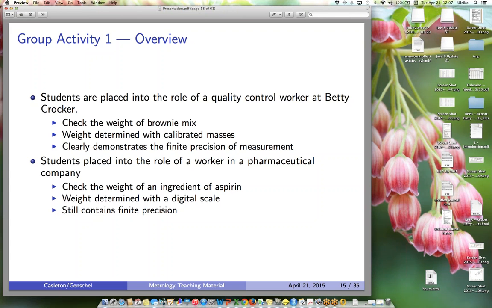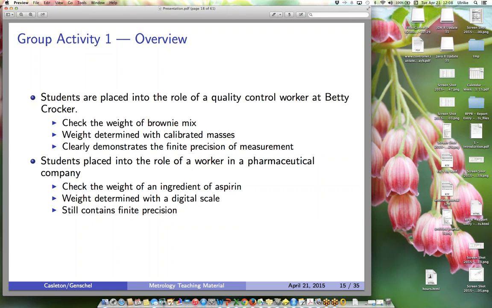We use this device for two reasons. One, it clearly demonstrates the finite precision of the measurement, because at some point you just run out of smaller calibrated masses. And also, it does a good job of naturally presenting measurements as an interval, since measurements are usually in between two calibrated masses.